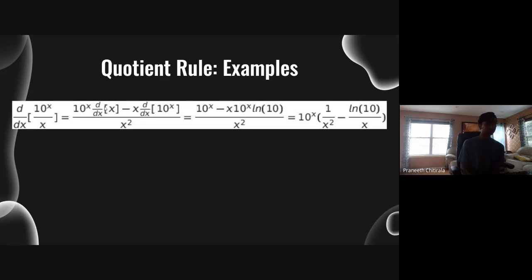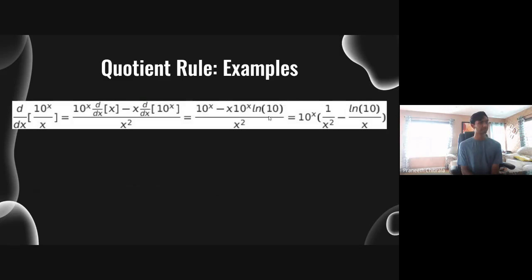So then the derivative of x is just 1, and the derivative of 10 to the x is just 10 to the x times natural log of 10. So then you have 10 to the x minus x times 10 to the x power times natural log of 10, and then you just simplify that to get 10 to the x times 1 over x squared minus natural log of 10 over x.